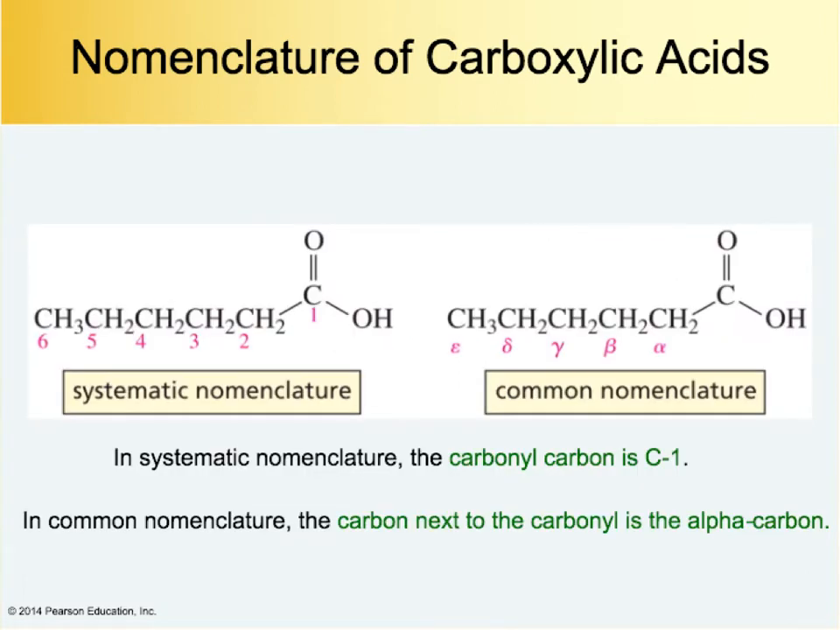The systematic numbering is 1, 2, 3, 4, 5, 6, starting with the carboxyl group as the number 1 priority, so it has the highest priority. The other way they can number these is off the carboxyl group: whatever's off of that is considered the alpha carbon. So you can see alpha, beta, gamma, delta, epsilon. If this whole group right here is our carboxyl group, the thing attached to it is the alpha carbon. So that's alpha, beta, gamma, delta, epsilon, versus systematic, where carbon 1 is the carbonyl carbon. So it's a little different.